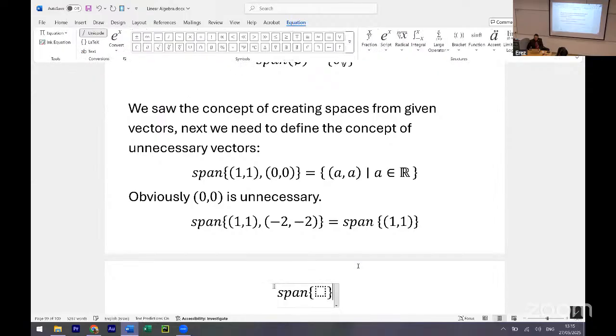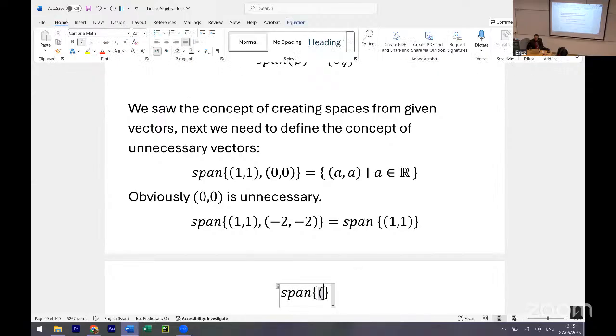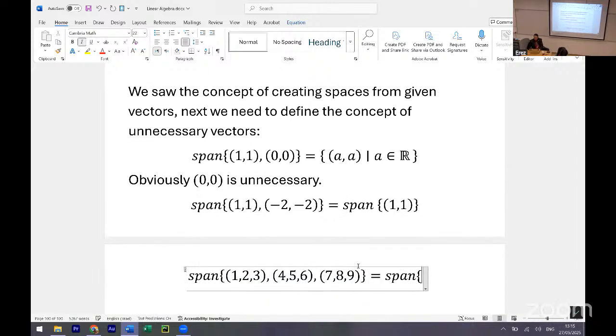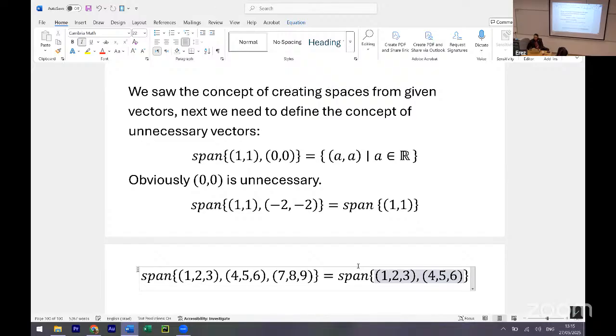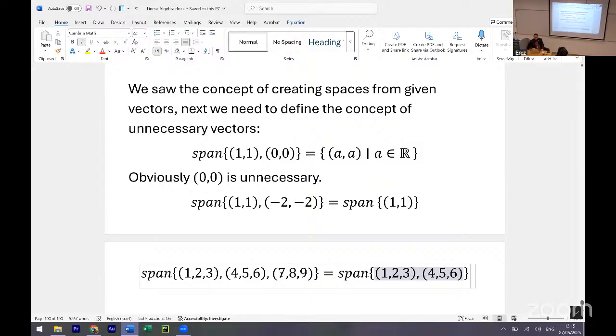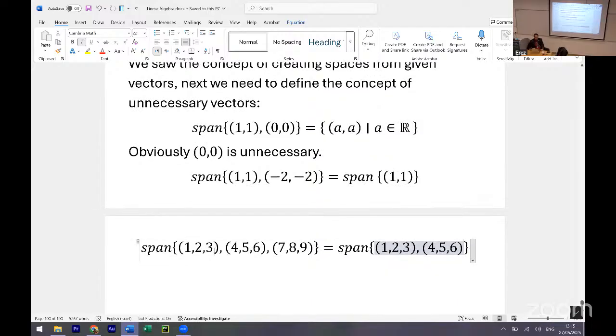Okay, another example, which is less obvious, I think. If I take the span of 1, 2, 3, 4, 5, 6, 7, 8, 9, I think I've shown you this example a bunch of times. It's the same as just 1, 2, 3, 4, 5, 6. You remember by any chance that the last vector is within the same plane? Right, so again, there is linear dependency.